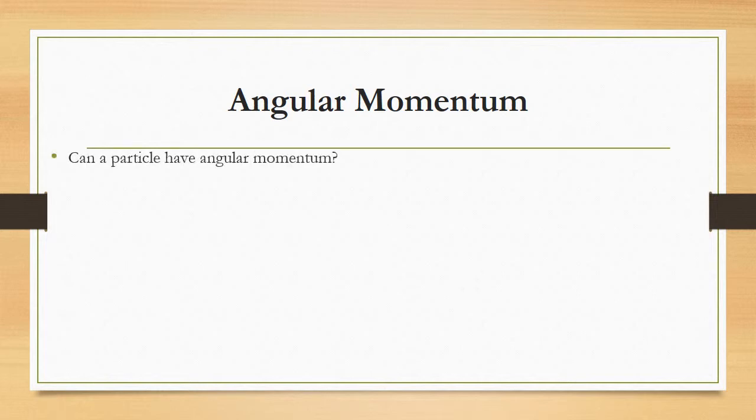So I want to talk about whether or not it's possible for a particle to have angular momentum. We know that an extended body can have it if it's rotating, but what about a particle? Well, let's start with the formula, I omega. We need to know really if a particle can have a rotational inertia, I, and an angular velocity, omega. Starting from a rotational inertia, I, is that possible for a particle?